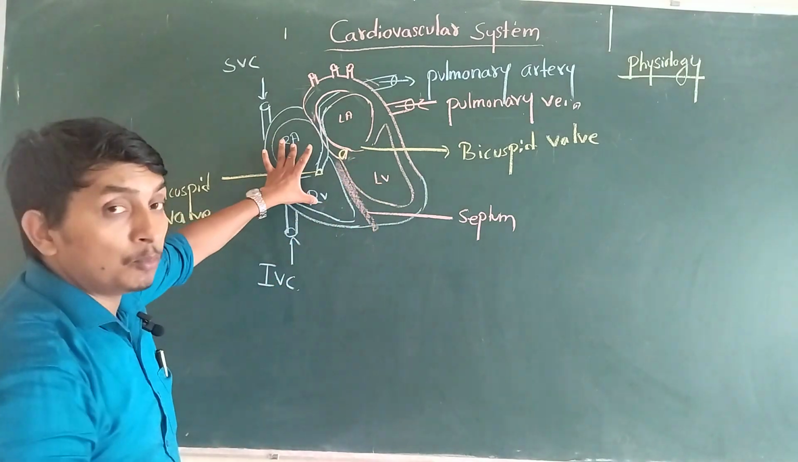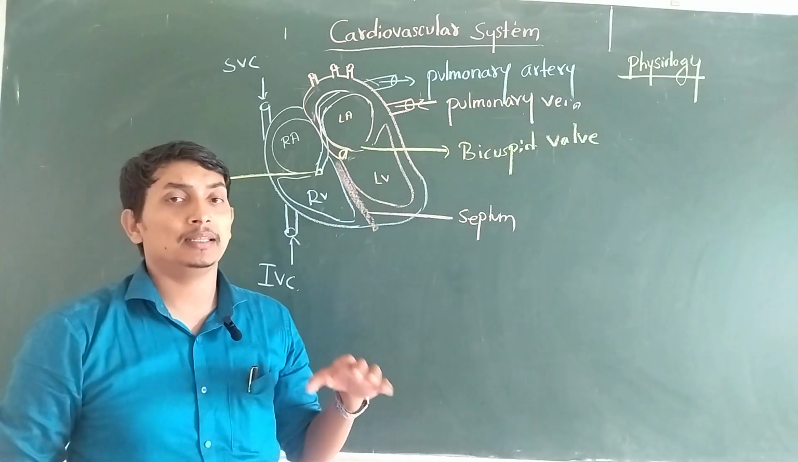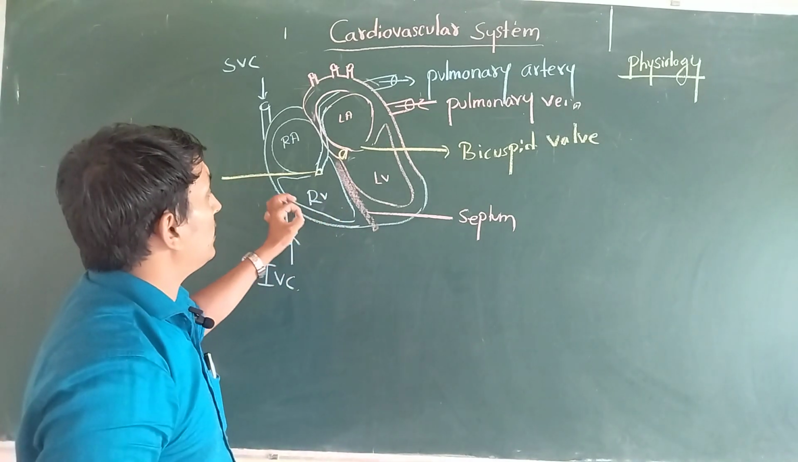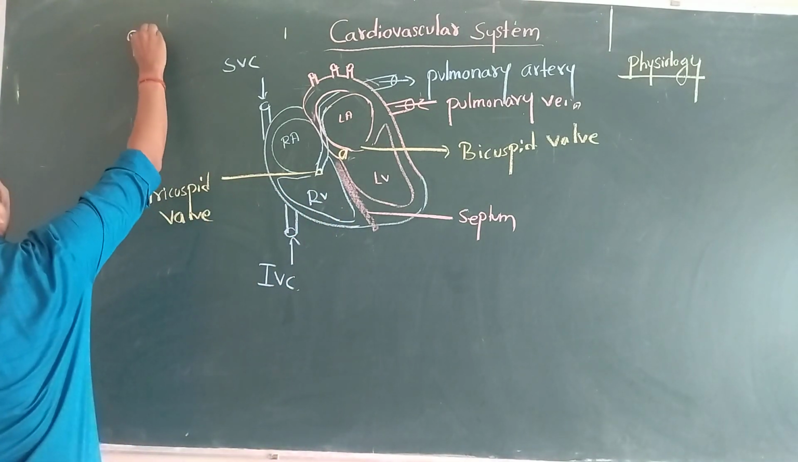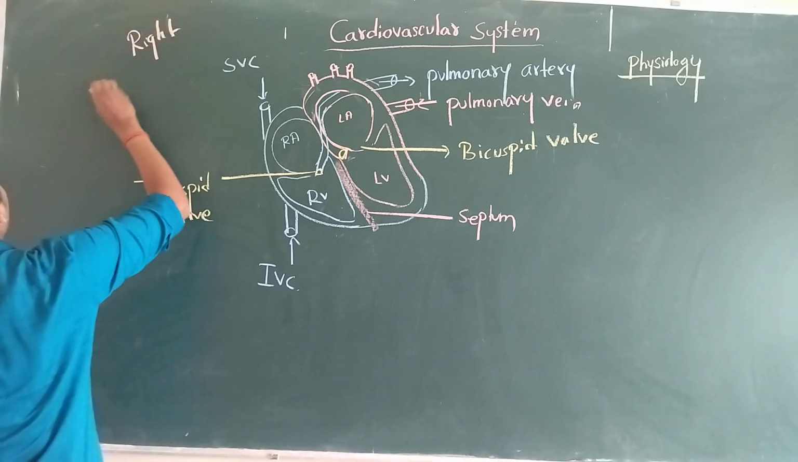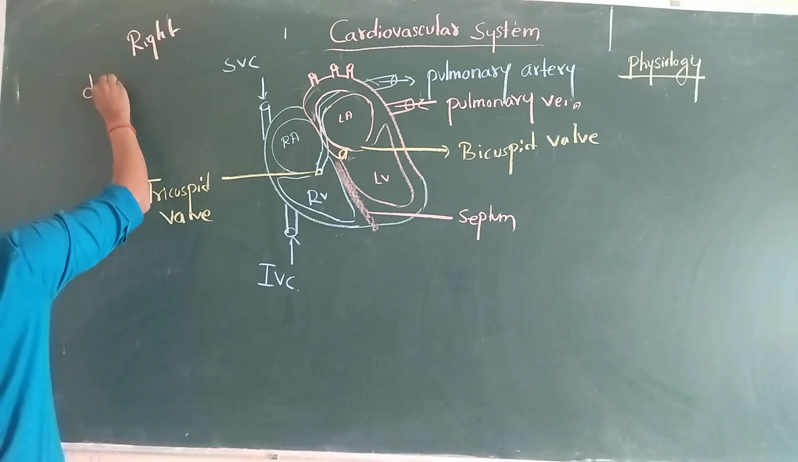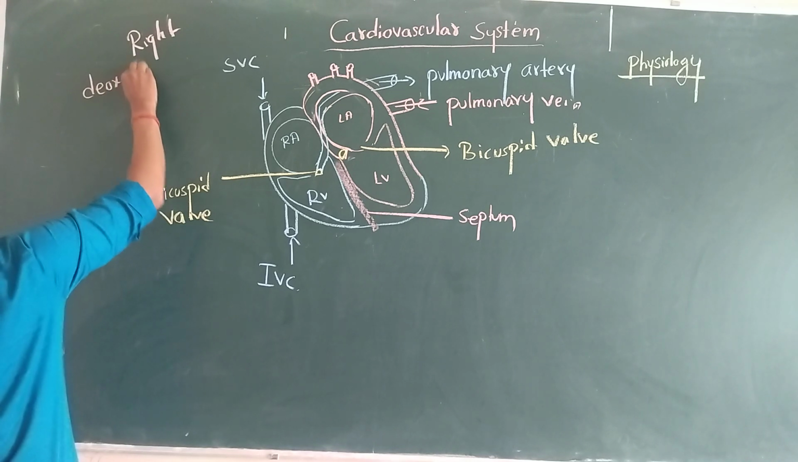So why is this part blue? Why is this part red? The reason is that the right part of our heart always carries deoxygenated blood.